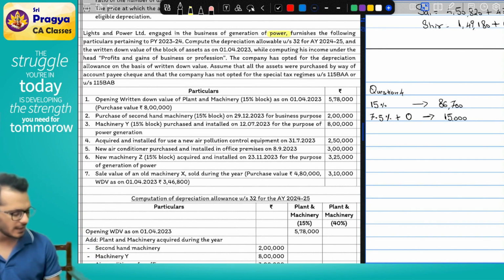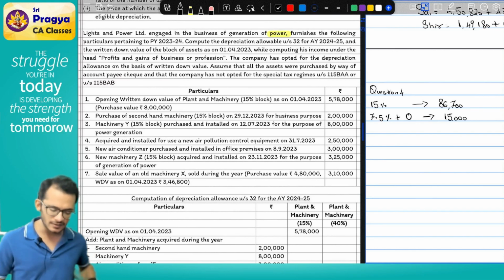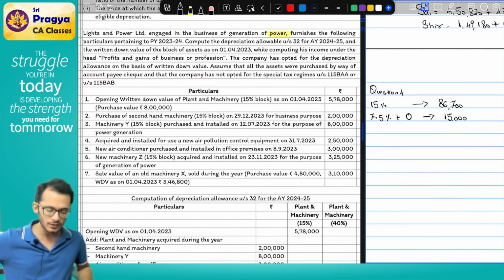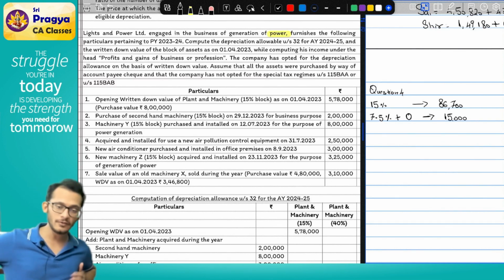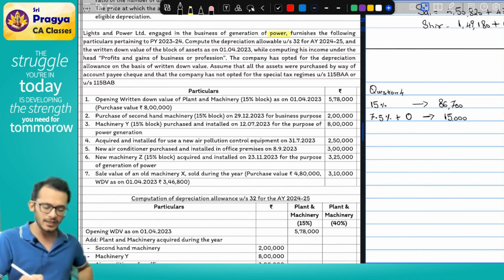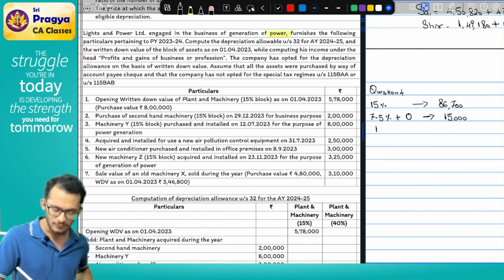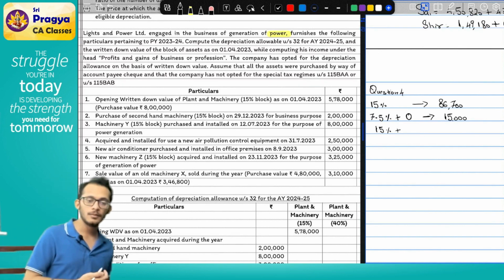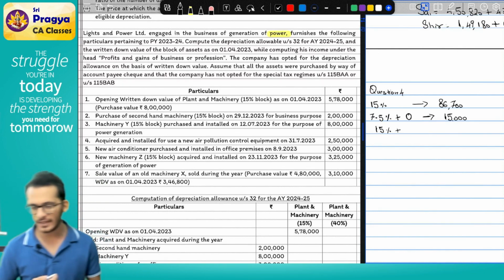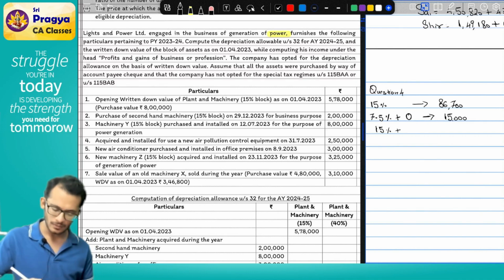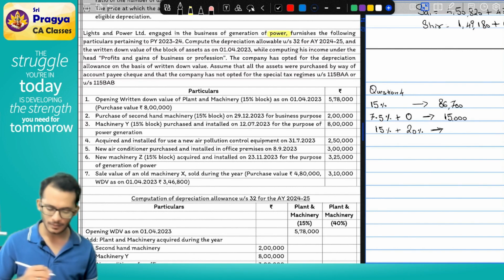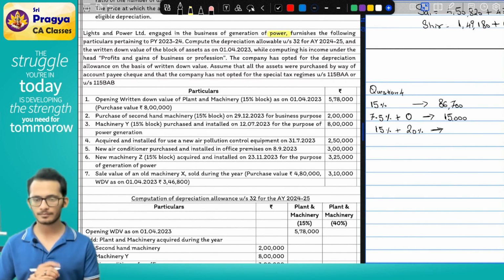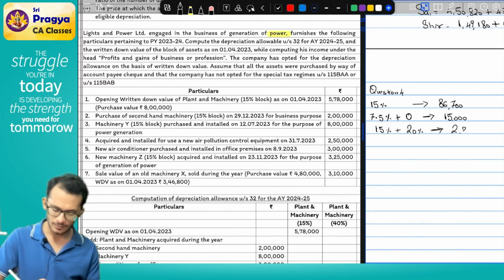Machinery number 3. You have purchased machinery, 15% block, installed and purchased on 12th September 2023 for the purpose of power generation. Normal machinery, 15% is the rate. You have used it for more than 180 days, therefore it is 15% plus. Can you claim additional depreciation? Yes. What is the rate of additional depreciation? 20%. So 8 lakhs into 35% is 2,80,000.